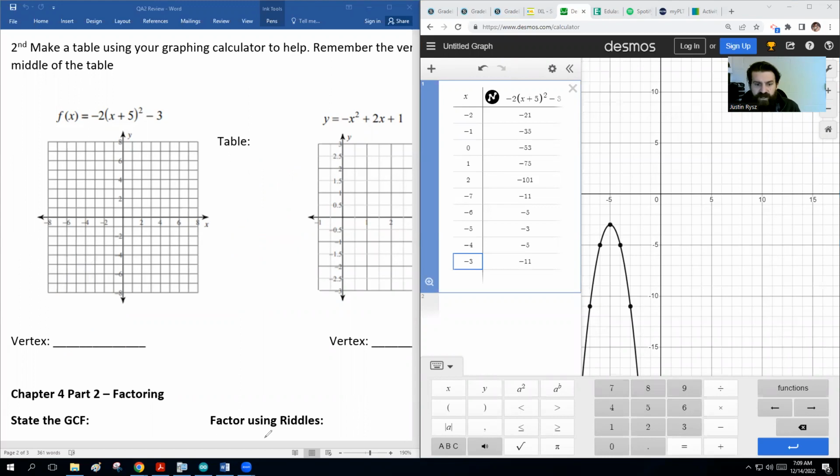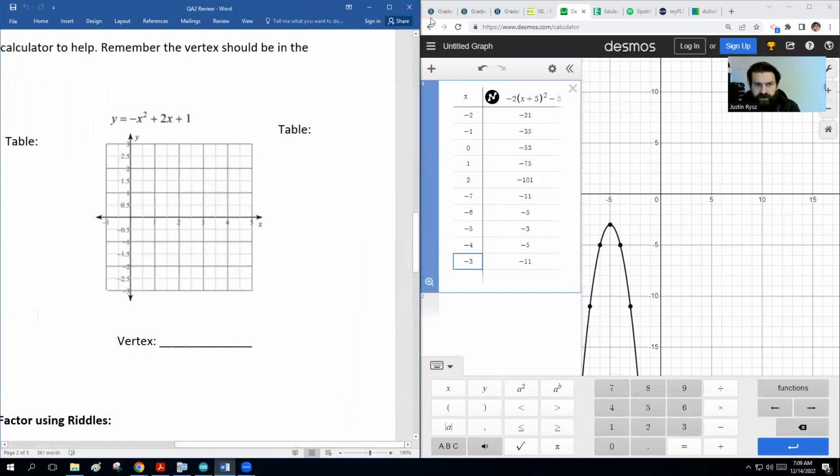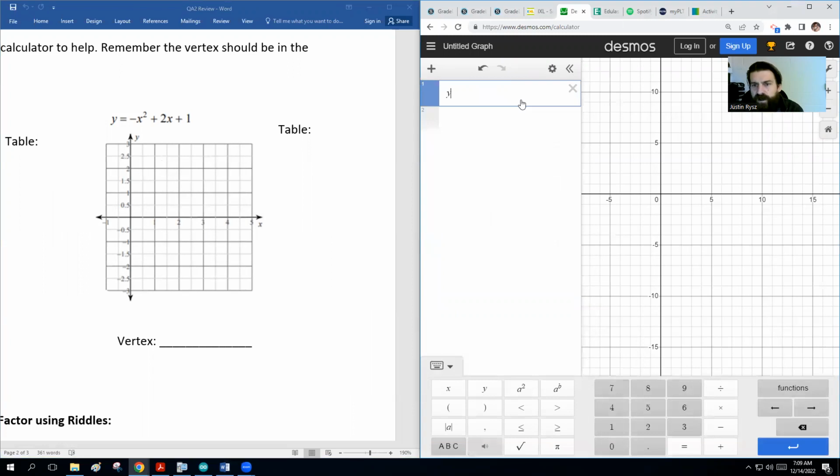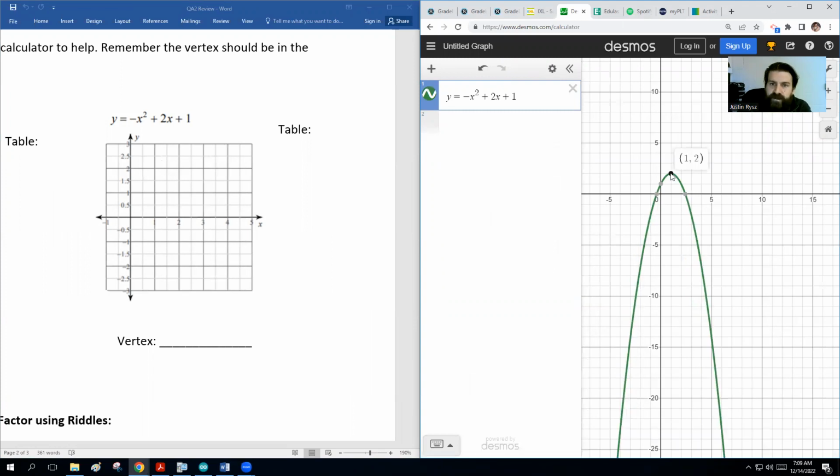All right, now on the other side, we have standard form. So with standard form, oh, it looks like a graph too is a little crazy. So we'll be all right. Same thing, type it in, but make sure you do y equals. You got negative x squared plus 2x plus 1. Oh, right, we can click on it. We can get the vertex. The vertex is at 1, 2.